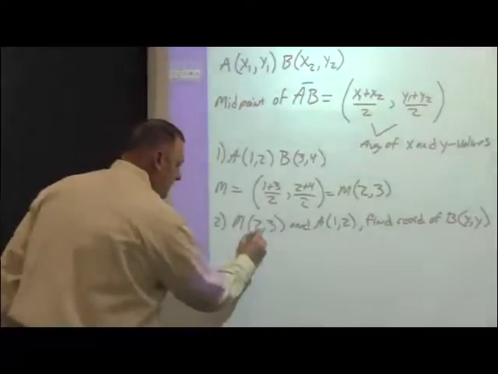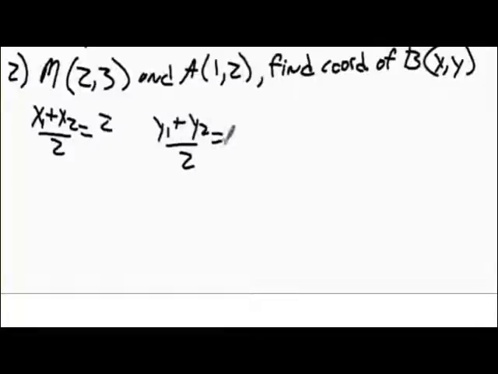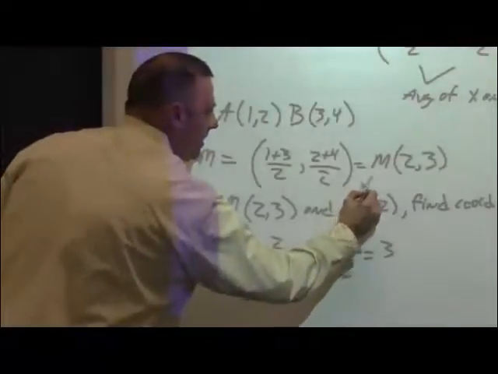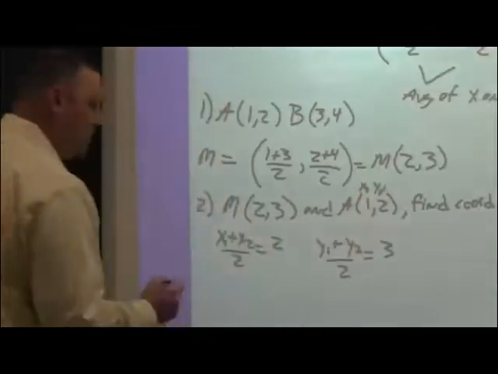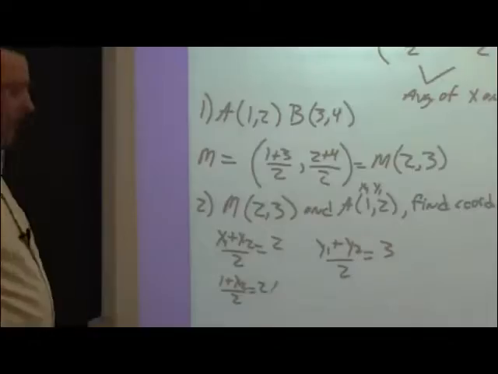It goes: for this 2, you're going to have x sub 1 plus x sub 2 over 2 equals that 2. Same thing with the y's. You're going to do y sub 1 plus y sub 2 over 2, and that's going to give you the y coordinate, which is 3. Now you have basically x sub 1 and y sub 1. Plug those numbers in. So you're going to have 1 plus x sub 2 over 2 equals 2. And you can solve for x sub 2 now.